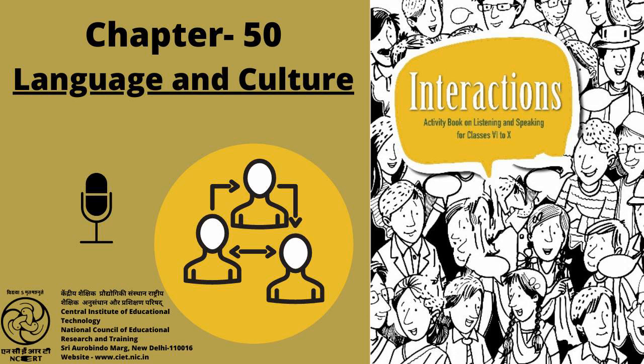Page 115. Chapter 50, Language and Culture. Learning Outcomes. 1. Learners will be able to listen for gist, specific information, and detail in the given text. 2. Learners will be able to express their views on their learning experience. 3. Learners will be able to respond to the given report. 4. Learners will be able to write a critical review. 5. Learners will be able to write a narrative based on their opinion.